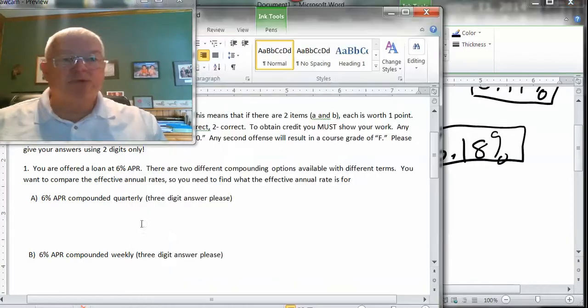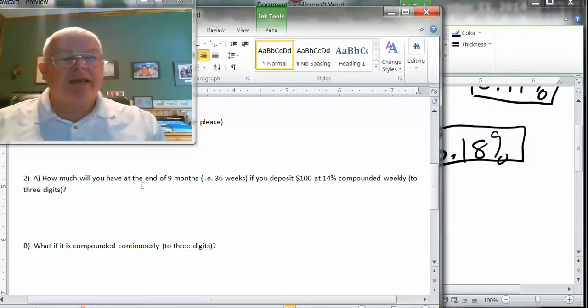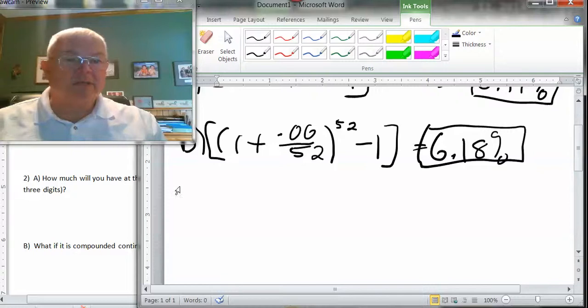Well, let's look at problem 2. How much will we have at the end of 9 months, 36 weeks is what we're going to assume, if you deposit $100 at 14% compounded weekly? Well, again, we always assume this is a simple rate unless we're told otherwise. And so this is 14% annual, and so we have to convert that. All right, so let's go to number 2.